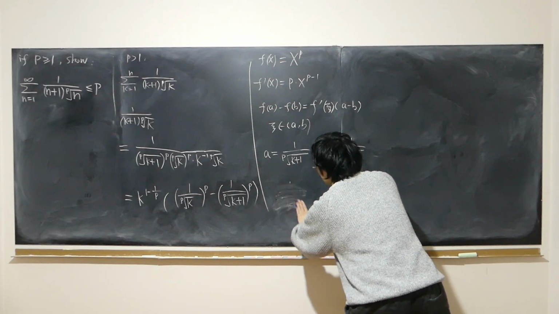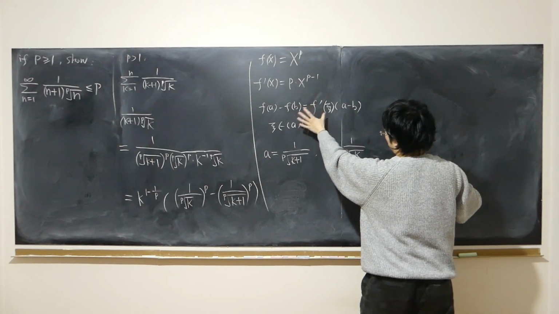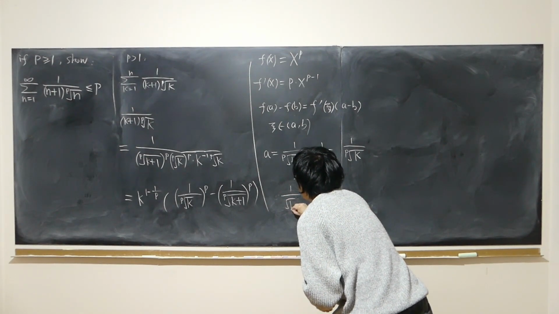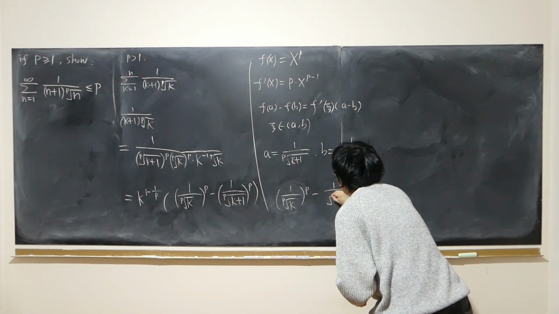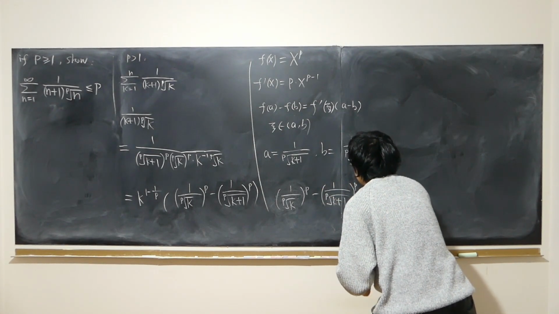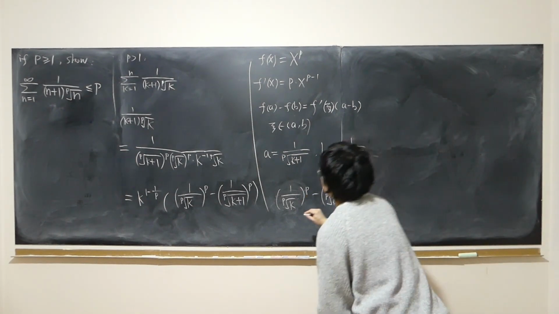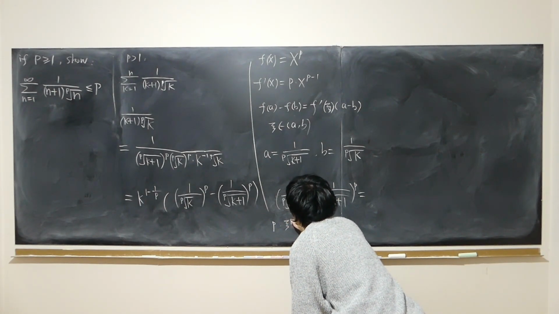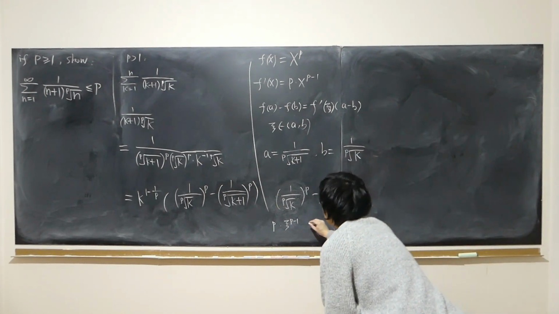If I switch this and that, and also switch a and b, still the same thing, right? So f(b) minus f(a). So I have 1 over the pth root of k to the power of p minus 1 over the pth root of k plus 1 to the power of p is equal to f prime of c times p times c to the power of p minus 1 times b minus a.